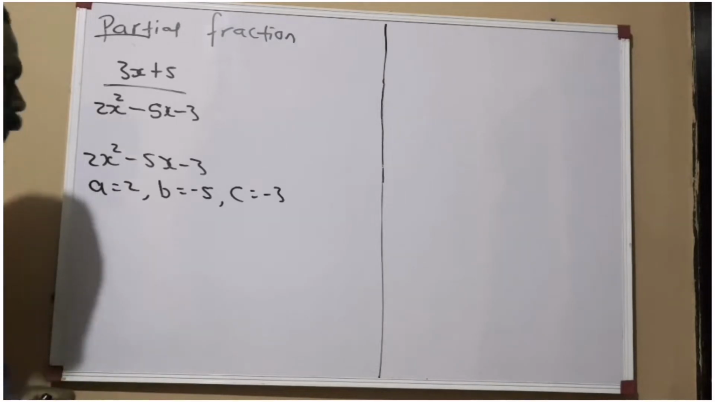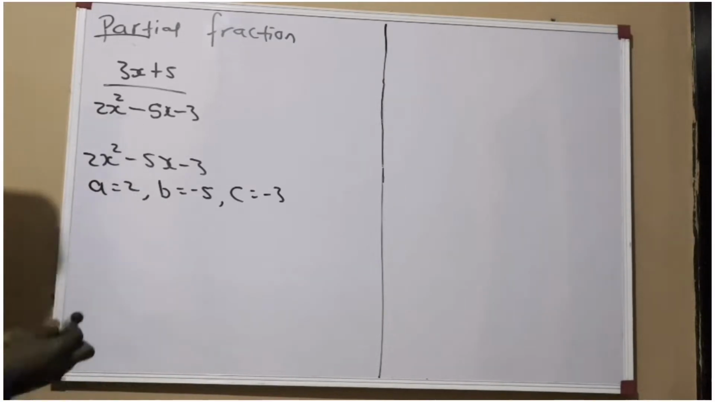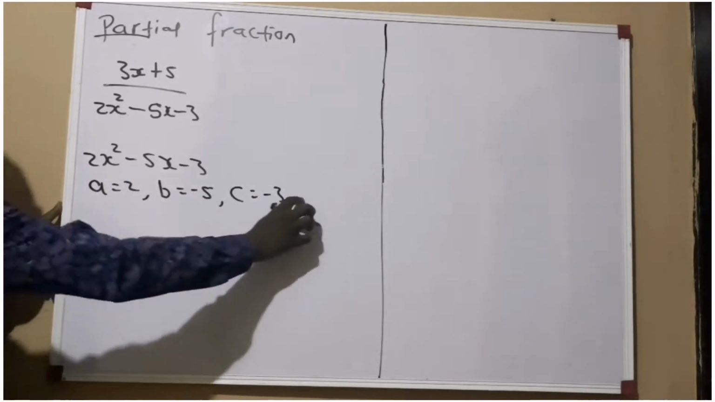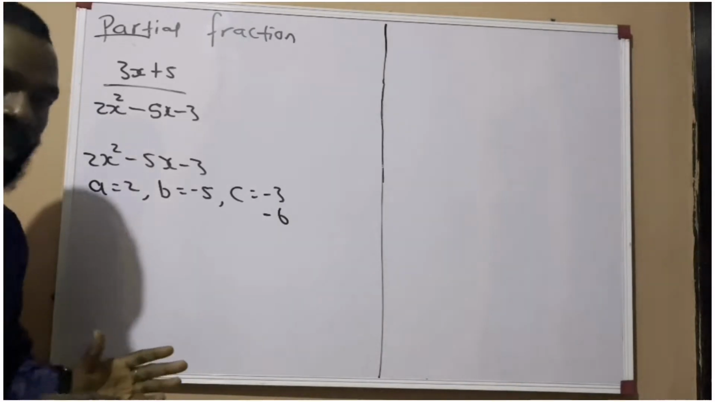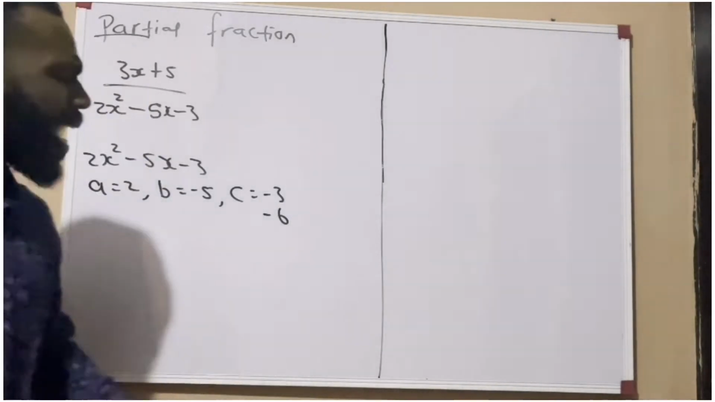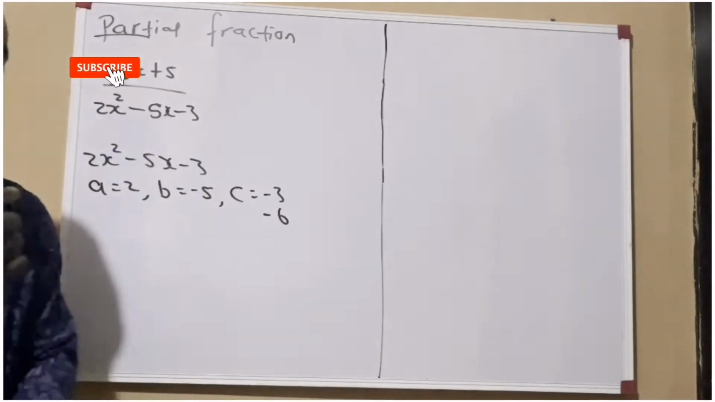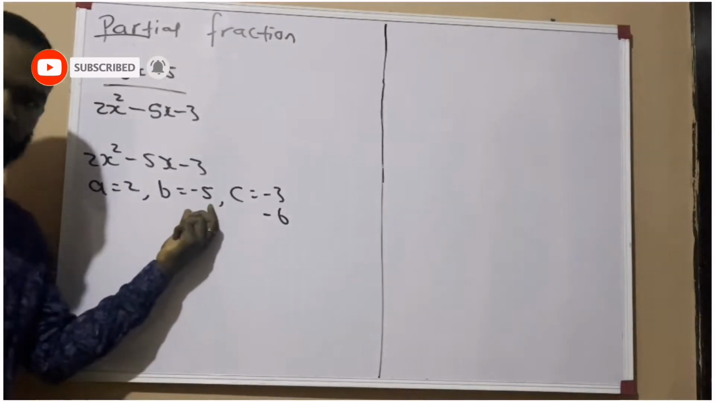Remember in our previous video we said, when a is a number greater than 1, what do we do? Multiply your c with the number. So 2 times minus 3 will give us minus 6. So what does that mean? It means we are multiplying together. We think of two numbers that when we multiply, we get minus 6, and when we add, we get minus 5.